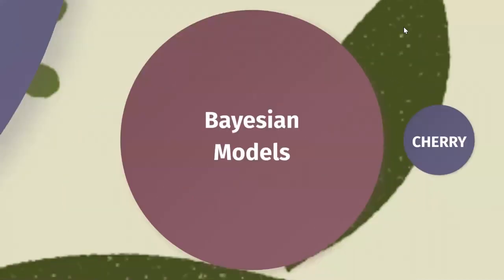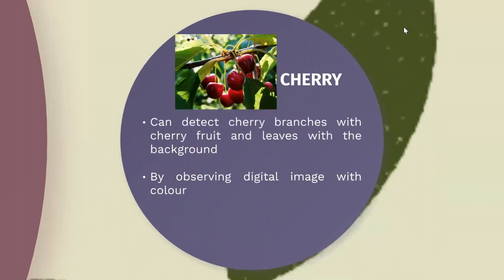The second one is the Bayesian model. These models can detect cherry branches with cherry fruit and leaves against a background. This can be done by observing digital images with color.